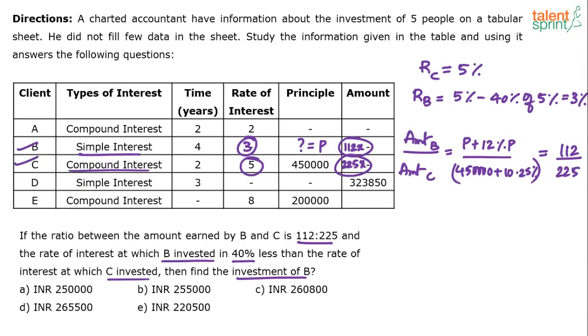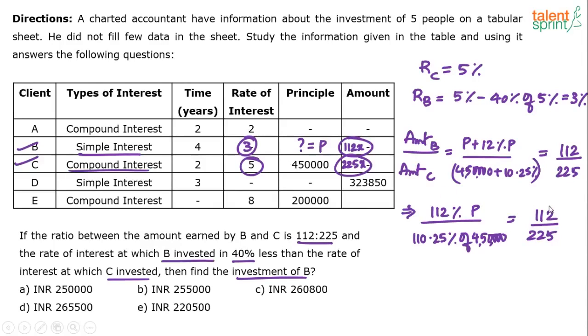Okay. Now simplification is what is the challenge there, right? So do it now. See, it goes as follows. P plus 12% of P is 112% of P. So 112% of P divided by, yes or no? P is 100% of P. 100% of P plus 12% of P is 112% of P. Now look at this. I can say 4,50,000 is 100%. 100% plus 10.25% is 110.25% of 4,50,000, is equal to 112 by 225.